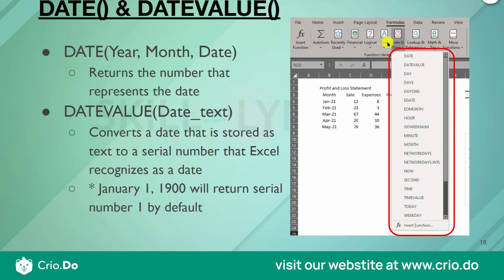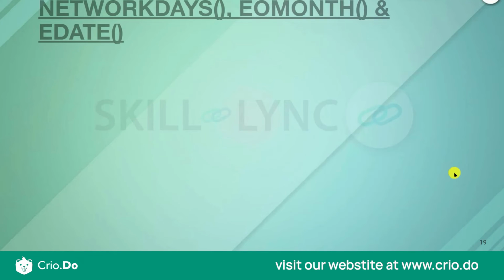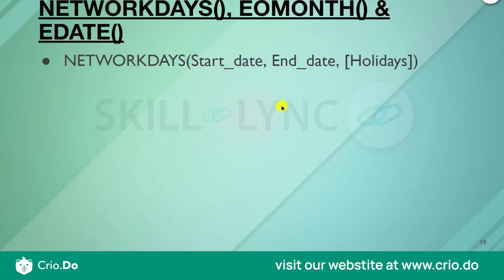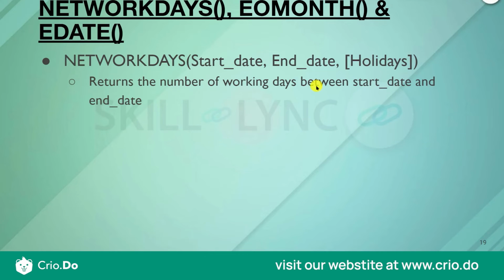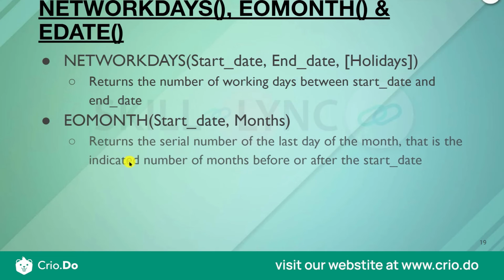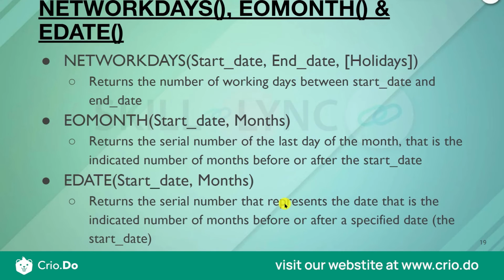So we can have a function from date and time. You can go to Date & Time and choose a particular function. NETWORKDAYS is another function that returns the number of working days between start date and end date. EOMONTH, with start date and months, returns the serial number of the last day of the month, that is the indicated number of months before or after the start date. EDATE, with start date and months, returns the serial number that represents the date that is the indicated number of months before or after a specified date, that is the start date.